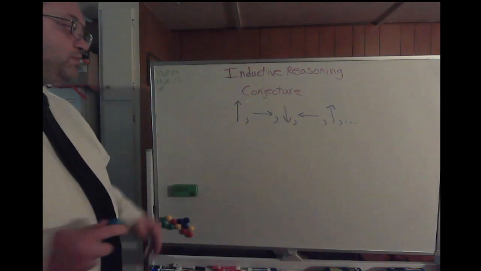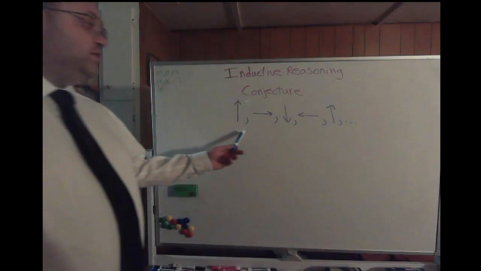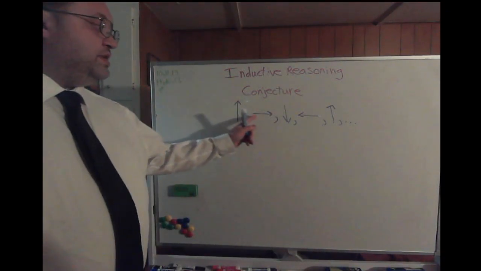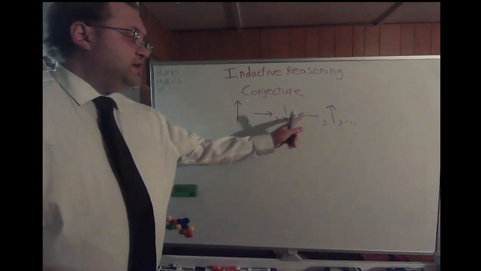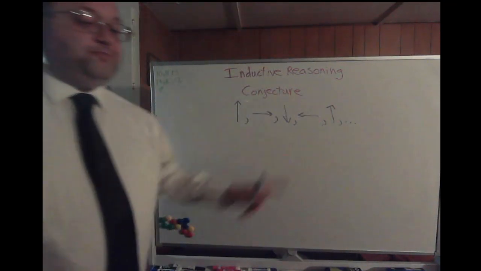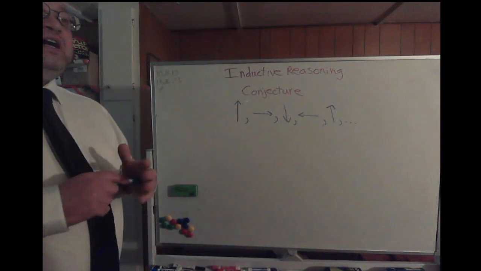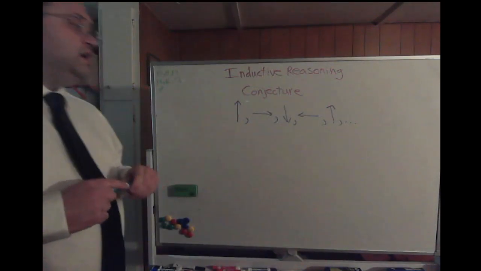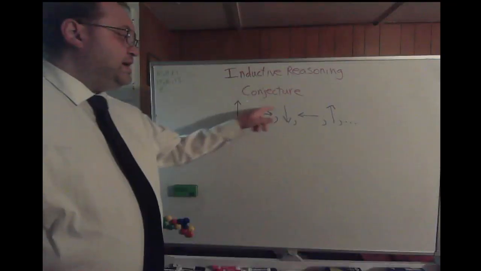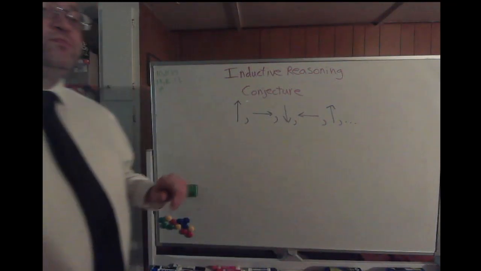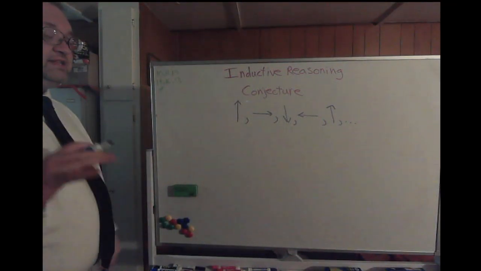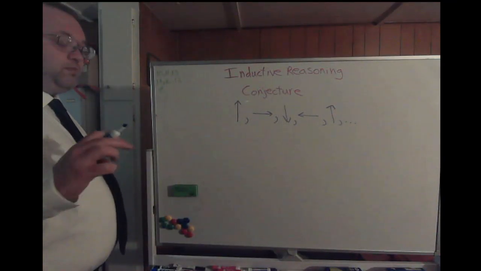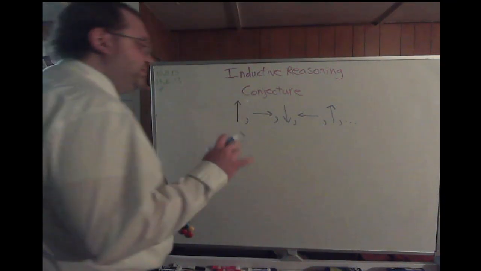So here we have our very first list. It looks like you start with an up arrow, then a right arrow, then a down arrow, then a left arrow, then again an up arrow. We want to find the next three terms of this list. Well, based on the pattern, up, right, down, left, and up, what would be the very next one if we had to make a conjecture, an educated guess on what would be the very next term of the pattern?